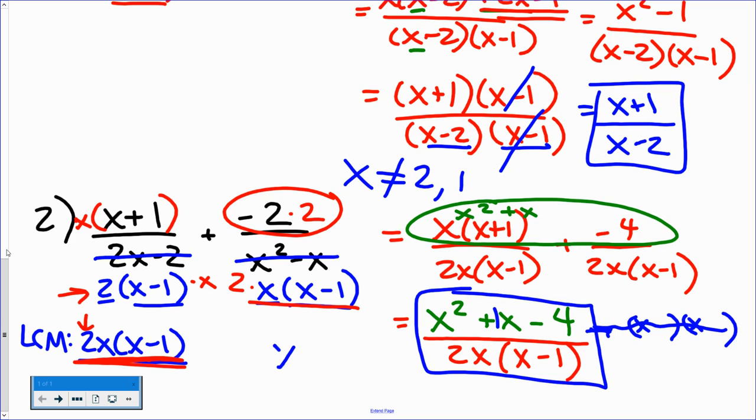Okay, and then my restrictions on what x could never equal. I go back and look at every denominator that I've got. The denominators all match. So if 2 times 0 would make my denominator 0, I can't have that. And then 1 minus 1 would make my denominator 0.